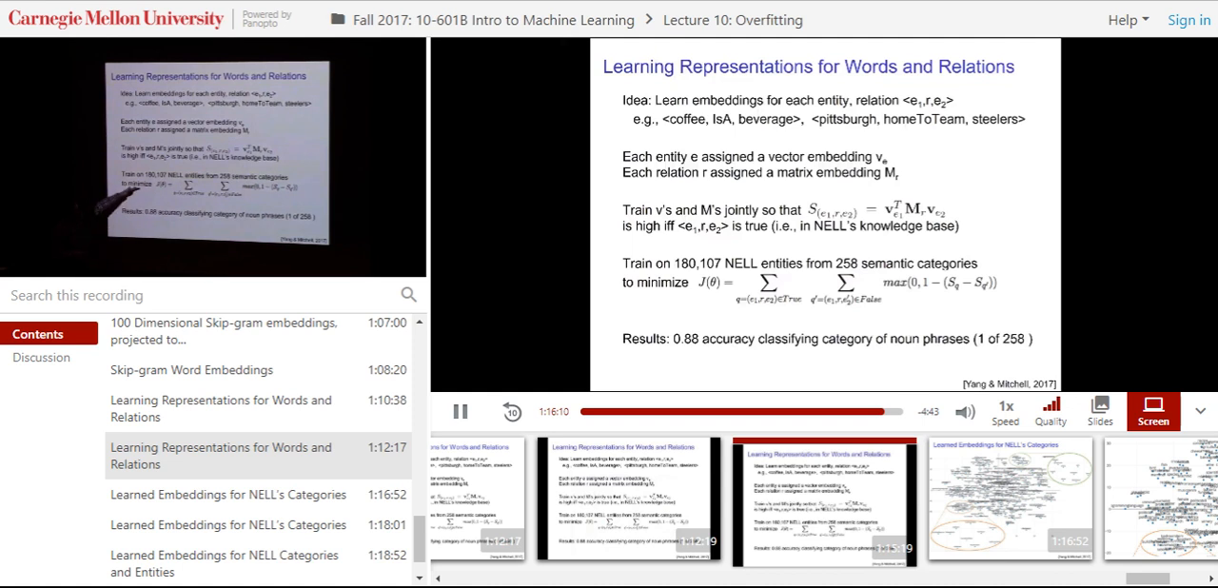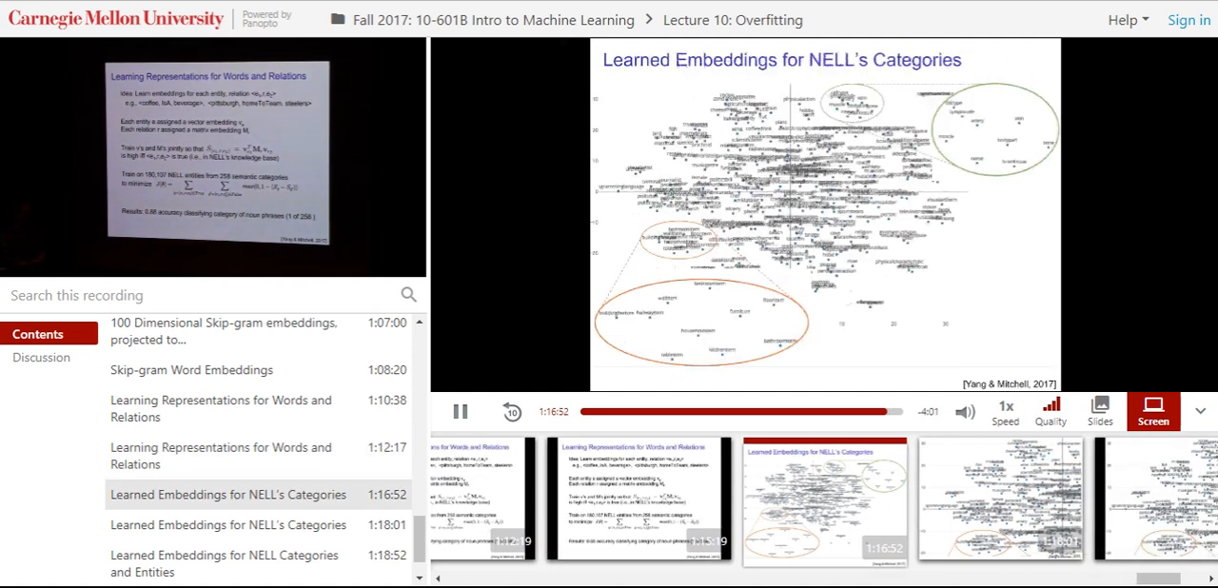Okay? So when we did that, what we found was, when we went to the relation is-a, like Pittsburgh is a city, or anxiety is an emotion, that the system was 88% accurate, classifying arbitrary noun phrase entities into the correct 1 out of 258 categories. So the chance level of performance here is less than 1%. But with these learned embeddings, we're getting 88%. So there's a lot of information being captured here.